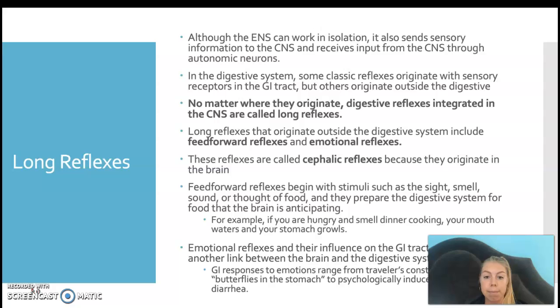Feed-forward reflexes begin with stimuli such as sight, smell, sound, or the thought of food, and they prepare the digestive system for food that the brain is anticipating. So for example, if you're hungry and you smell a chicken roasting in the oven, your mouth will start to water and your stomach will start to growl because you are anticipating future digestion of that food.